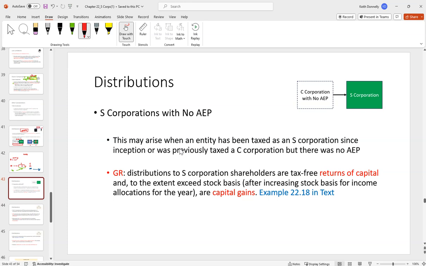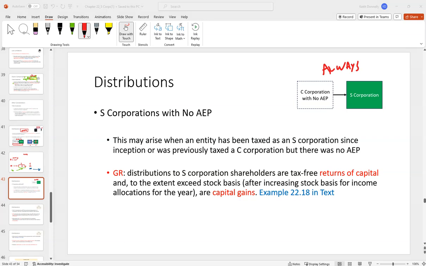So let's start with timeline 1, where you were always taxed as an S. The general rule is that it's a non-taxable distribution that just reduces basis. It's in that basis formula: beginning plus additions minus subtractions. One of the subtractions is distributions.